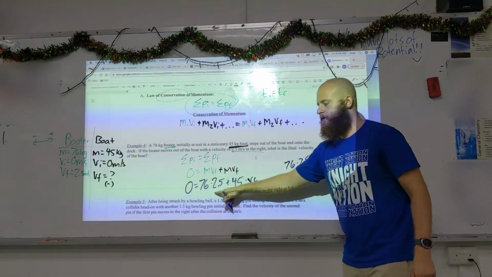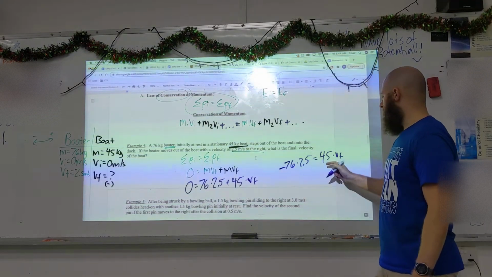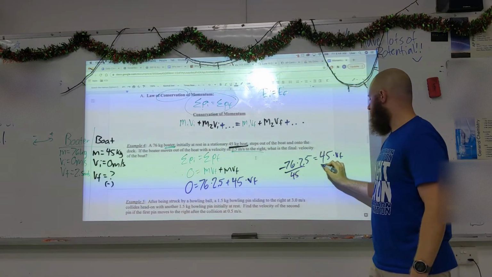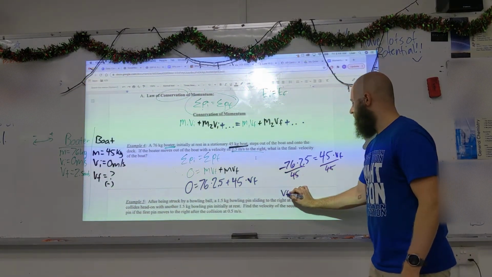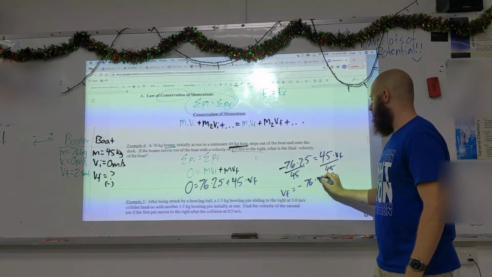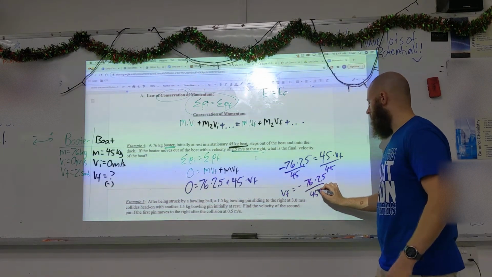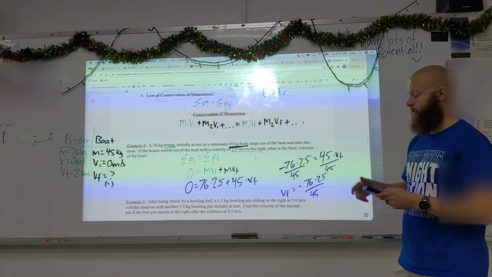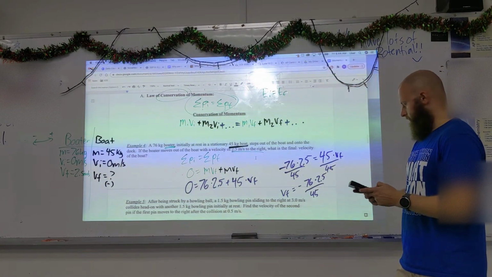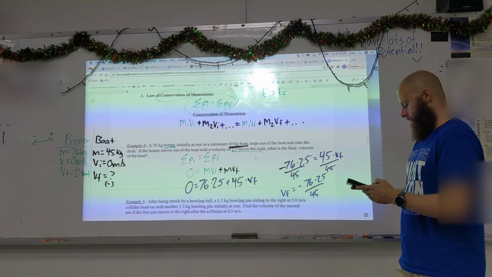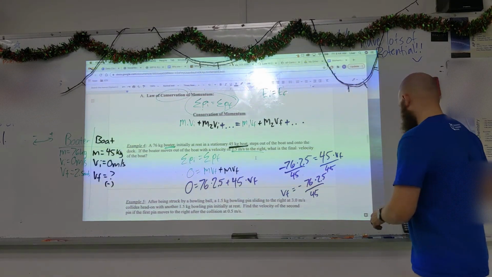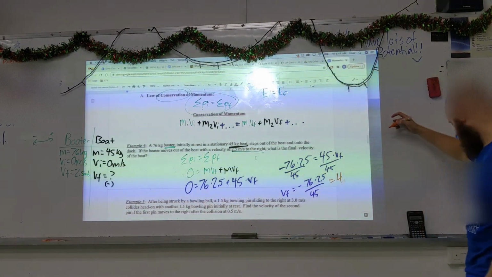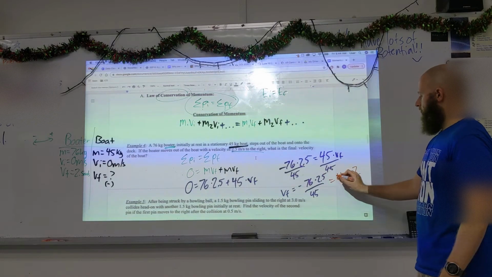I actually made a mistake. When I subtract, I'm going to make this negative, right? Then what's my last step? Yeah, I need to divide by 45. So vf will equal negative 76 times 2.5 divided by 45. Go ahead and take out your calculator. See if you can race me and get done before I do. So I got 76 times 2.5 divided by 45, and I get 4.22. And it's a negative.